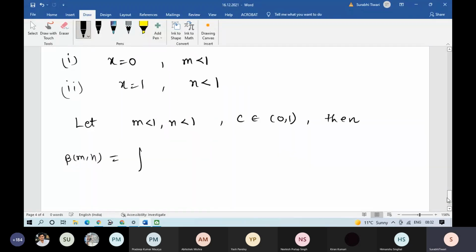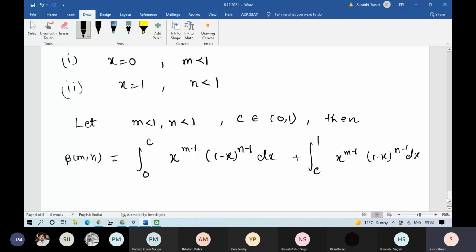Beta mn will be the integral from 0 to c of x to the power of m minus 1 times (1 minus x) to the power of n minus 1 dx, plus the integral from c to 1 of x to the power of m minus 1 times (1 minus x) to the power of n minus 1 dx. Now, why did we do this?